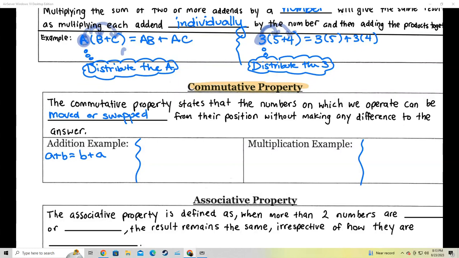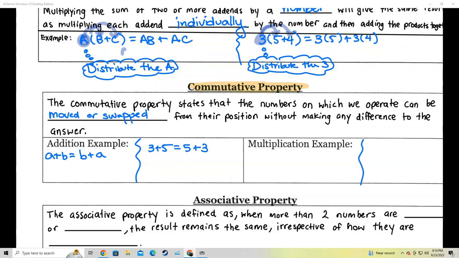To prove that that works, let's give you a real world example. If I had something like 3 plus 5, that must be the exact same thing as 5 plus 3. Well, let's see. 3 plus 5 is 8, and 5 plus 3 is 8. And sure enough, those two are exactly the same.